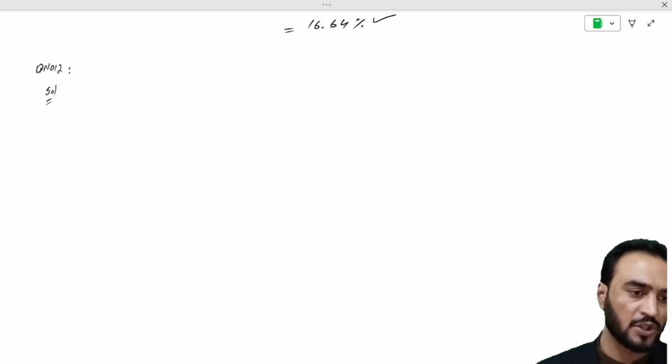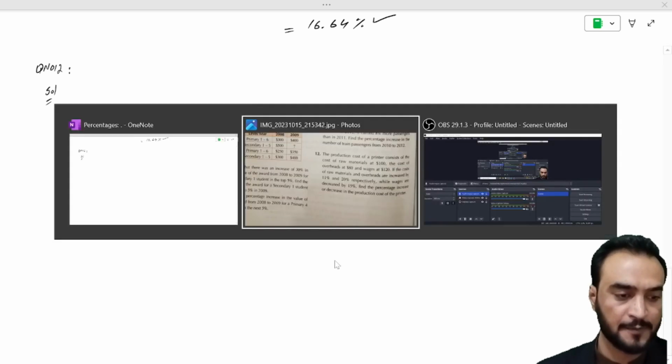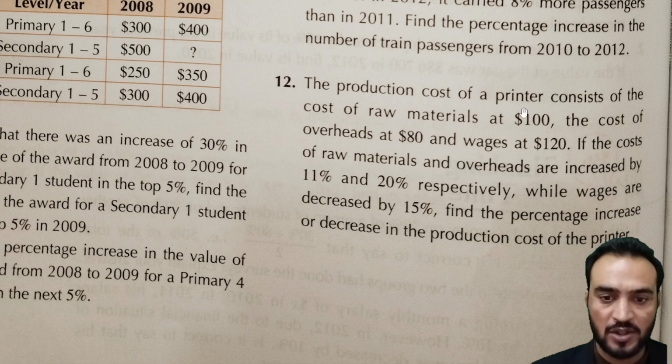Now we will solve question number 12, and question number 12 is this one. The production cost of a printer consists of raw materials at $100, the cost of overheads at $80, and the wages at $120. Now the cost of raw materials and overheads are increased by 11 and 20% respectively, while the wages are decreased by 15%. Find the percentage increase or decrease in the production cost of a printer.